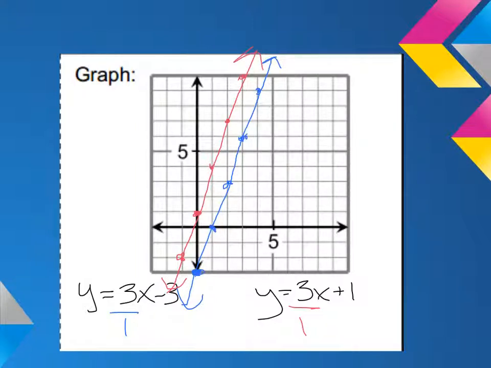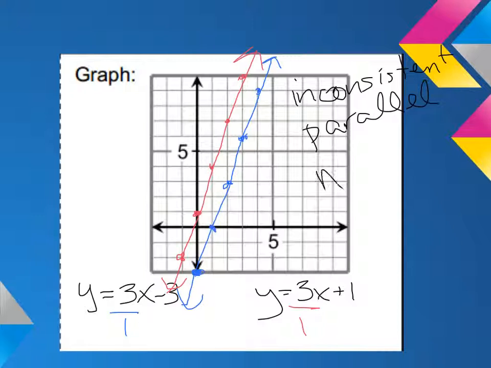Now, these two lines are parallel. They are never going to intersect, so there is no solution. So an inconsistent system means that the lines are parallel and there is no solution.